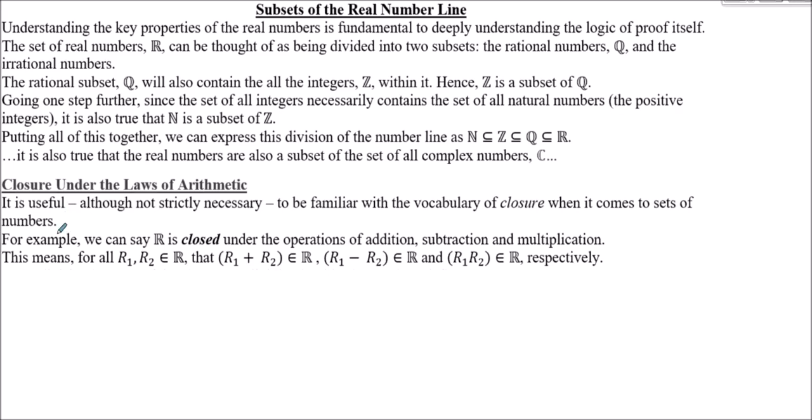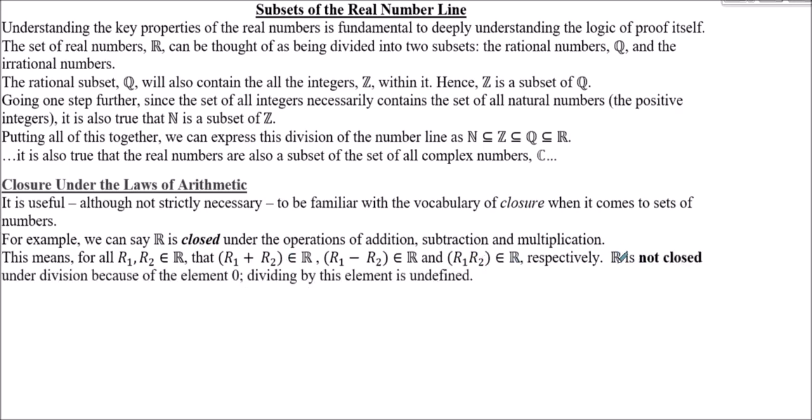So about closure, for example, we could say that the real numbers are closed under the operations of addition, subtraction, and multiplication. In plain English, that just means if you have two different real numbers, R1 and R2, then a real plus a real will give a real number. Any real number take away a real number, again generates a real. And a real number multiplied by a real number, again, will give you a real number.